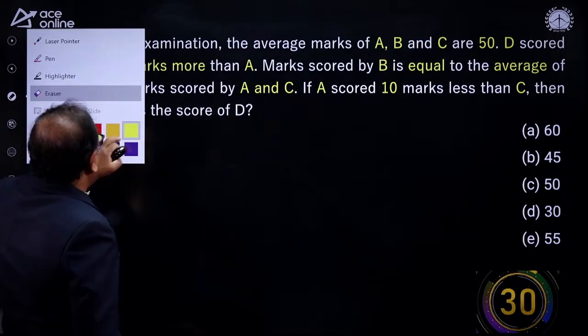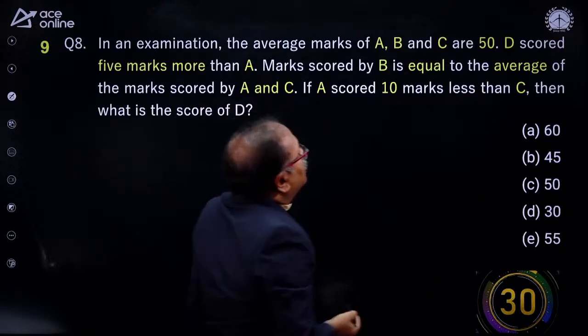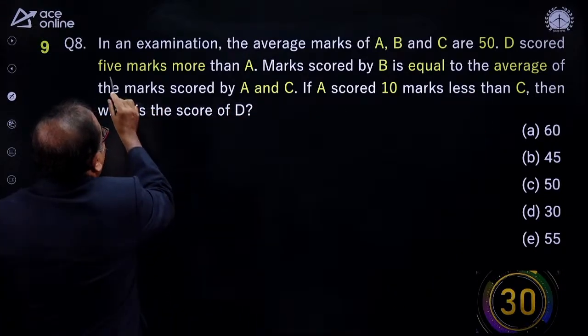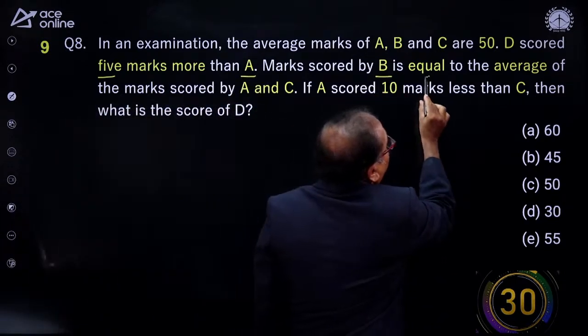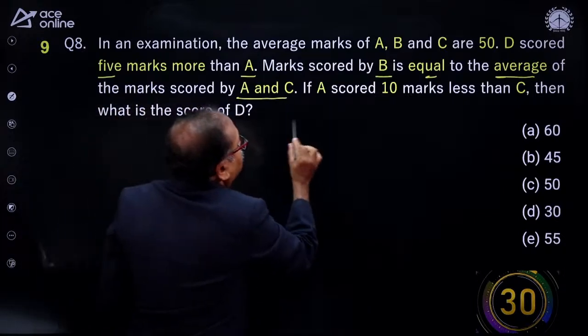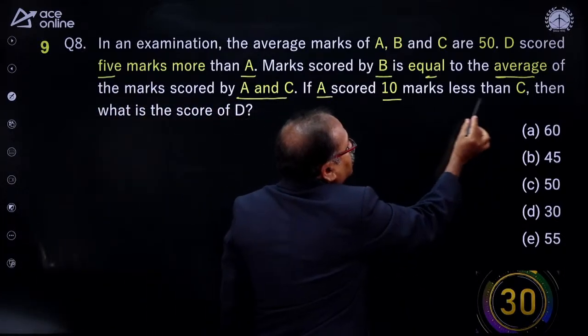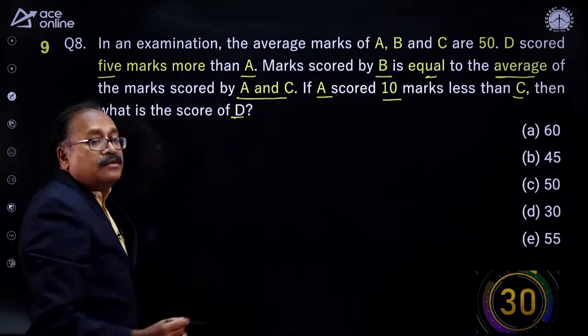Now, let's move on. In an examination, the average marks of A, B and C is 50. And D scored 5 marks more than A. And marks scored by B is equal to the average marks of A and C. And A scored 10 marks less than C. Then what is the score of D?